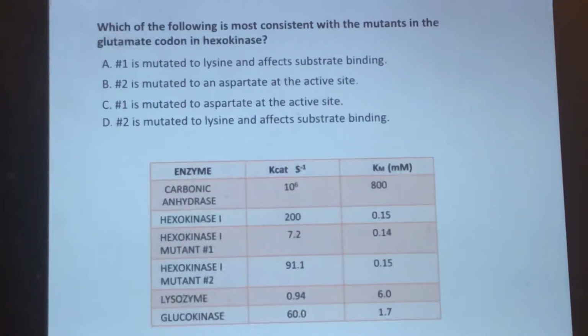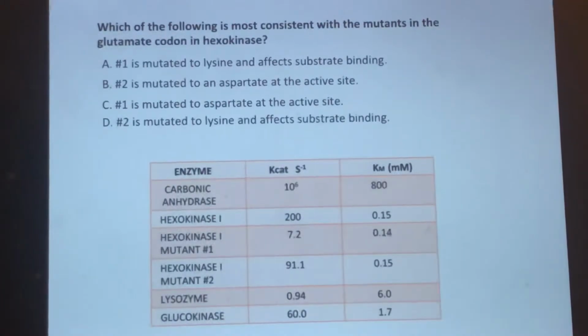Okay, MCAT enzyme kinetics with a table of data. Which of the following is most consistent with the mutants in the glutamate codon and hexokinase? You're given 4 answer choices as you see there. You have mutant 1 and mutant 2. You have 2 choices that affect a lysine, 2 that affect the aspartic acid, 2 that affect substrate binding, and 2 that are mutants at the active site.